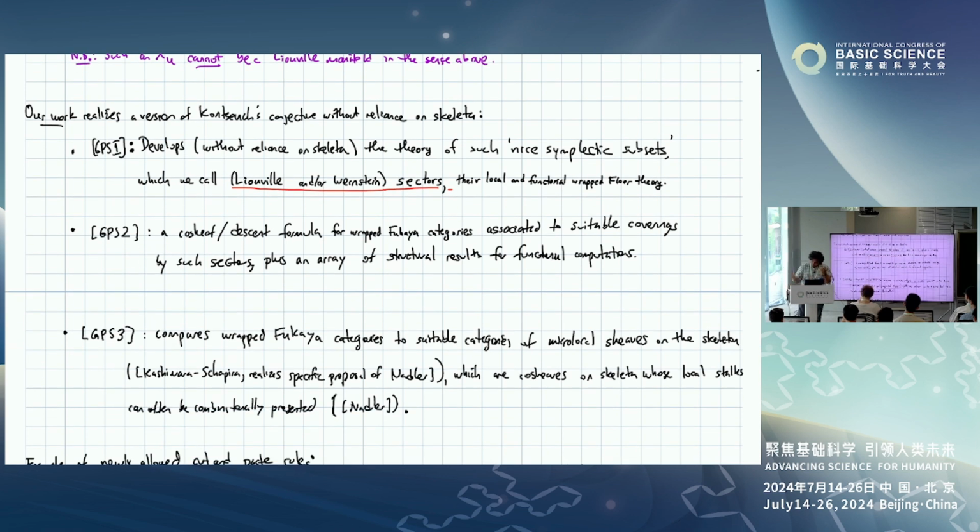And then our third paper applies this further to compare wrapped Fukaya categories to purely topologically defined categories called categories of microlocal sheaves. These were introduced by Kashiwara and Schapira. The particular proposal we implement was introduced by Nadler. And these categories are co-sheaves on the Lagrangian skeleton, whose local stalks can often be combinatorially presented. So in particular, we deduce as a result a combinatorial formula for a broad class of Fukaya categories.